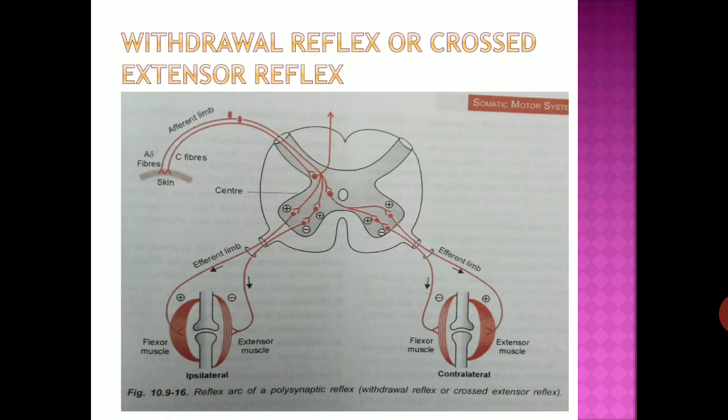Withdrawal reflex and cross extensor reflex. So the effector organ, as we know, is muscle. So the effector organ of the withdrawal reflex is muscle basically, so there is a withdrawal of the limb. And what is the response of the withdrawal reflex? First there is a local sign, so it depends on the stimulus. If mild stimulation is there, then there will be a local sign. It is also known as a one limb response.